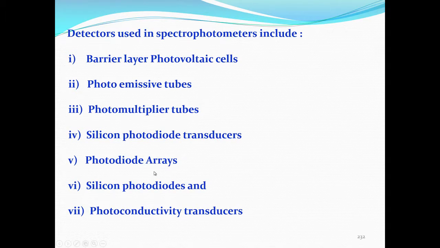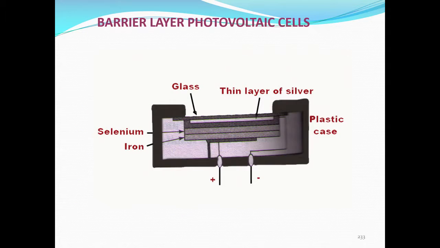Now, let us look at some of these detectors and try to understand how they function. So, this is the picture of a barrier layer photovoltaic cell. This is a very low end equipment, a small transducer.